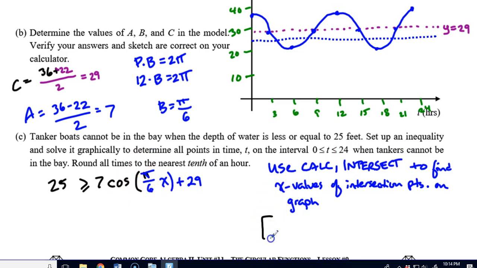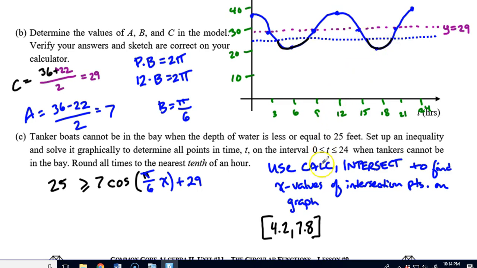So we're actually going to be between 4.2 and 7.8. The tanker cannot be in the bay because it's going to be equal to or less than. Those are these points right in here, equal to or less than the 25 foot mark, and I also need these 2 points right over here.